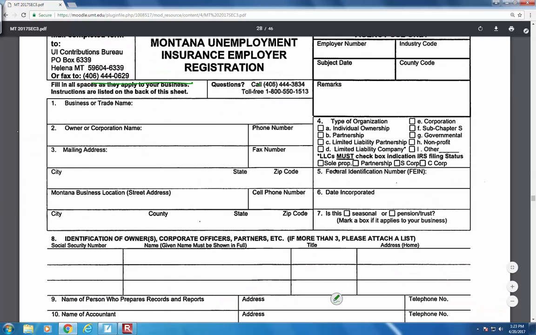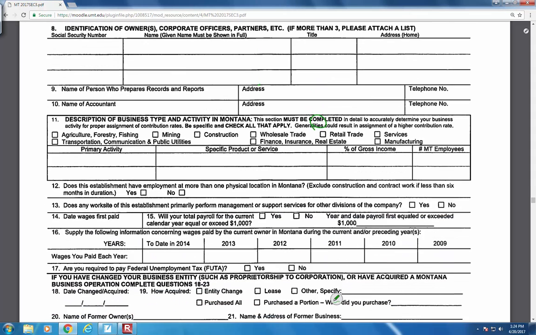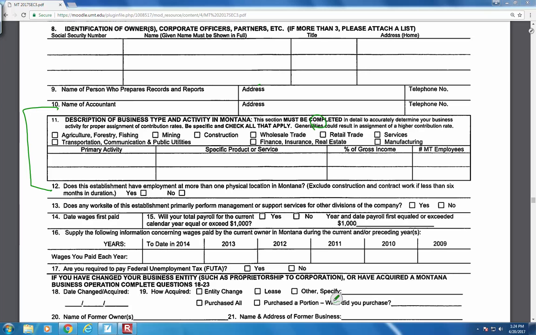Okay, here's how you register. Montana Unemployment Insurance Registration Form. Again, nothing rocket science in here. You have to tell them what kind of organization you are. You've got to identify the owners by social security number and name. Really, the important thing here is this: what do I do? What's my business? It says, description of business type and activity in Montana. This section must be completed in detail to accurately determine your business activity for proper assignment of contribution rates. Be specific and check all that apply.